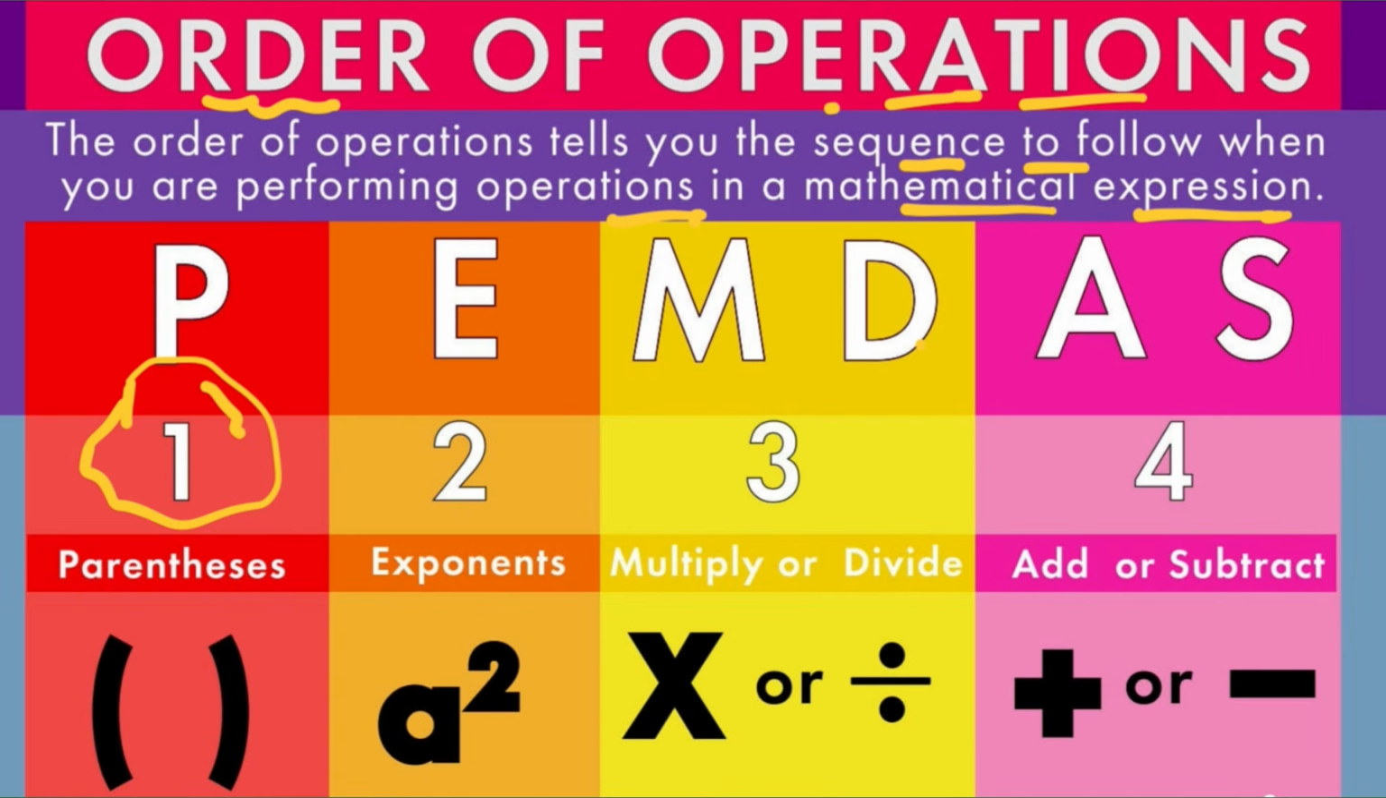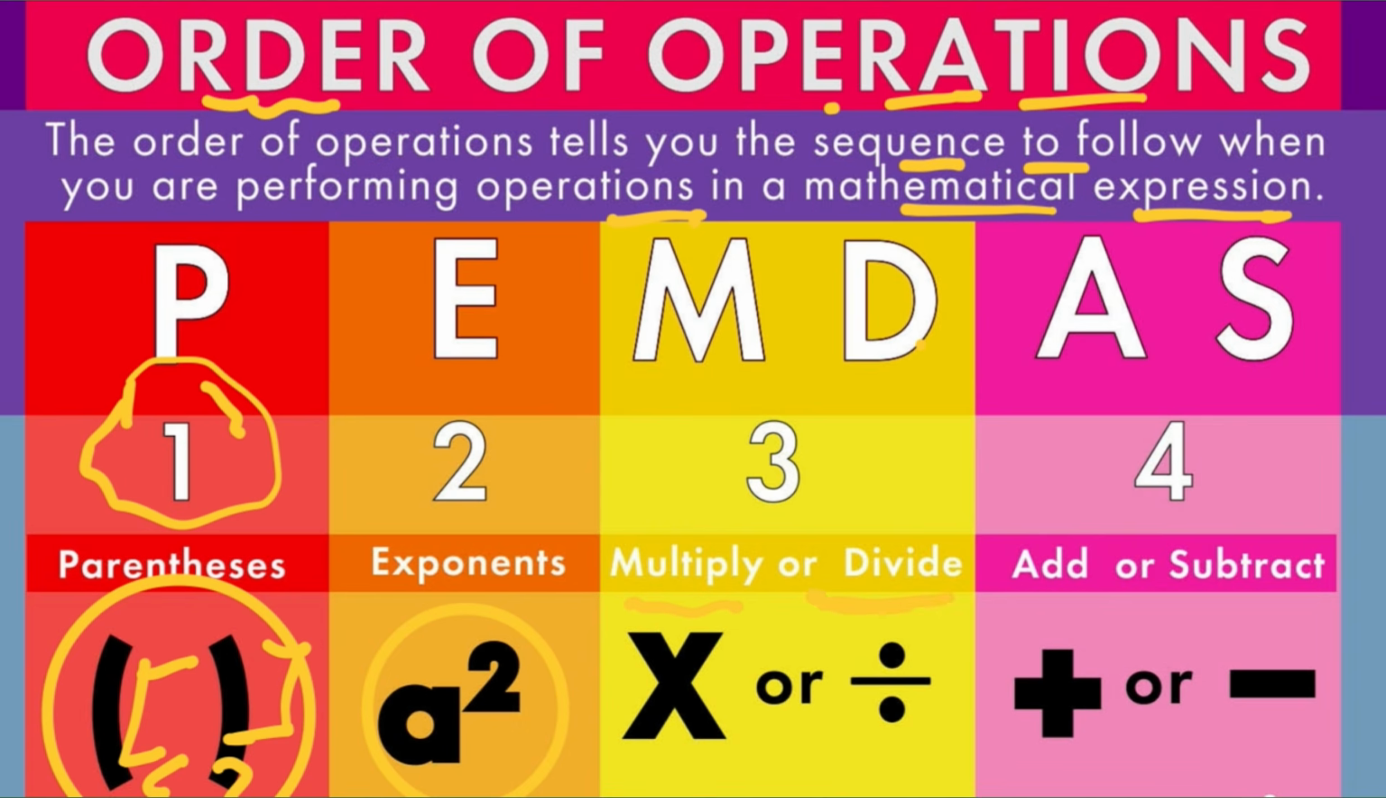So the first priority is parentheses. Parentheses are these brackets, or these curvy-looking brackets that you see in most math. These are called groups, so you have to solve these first. And the second thing you need to solve is exponents. Exponents are numbers that are written on top of another number. And the third priority you should solve is multiplication and division.